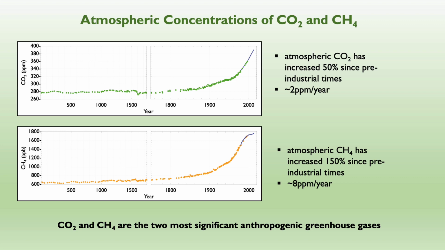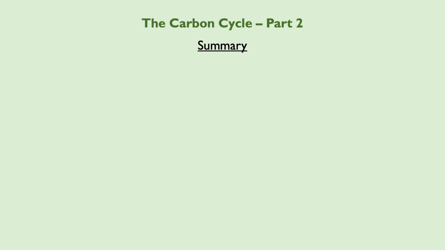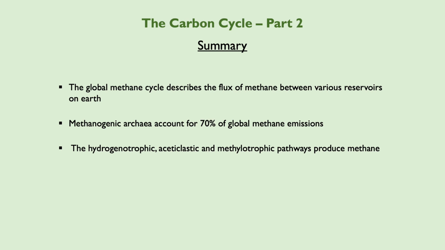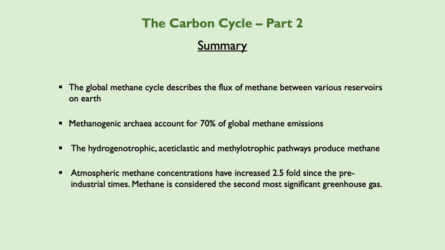Okay, so just to finish this lecture: the global methane cycle describes the flux of methane between various reservoirs on Earth. Methanogenic archaea, also known as methanogens, account for 70% of global methane emissions. The hydrogenotrophic, acetoclastic, and methylotrophic pathways are the biochemical pathways that are used to produce methane. And atmospheric methane concentrations have increased 2.5-fold since pre-industrial times, and methane is considered the second most significant anthropogenic greenhouse gas.